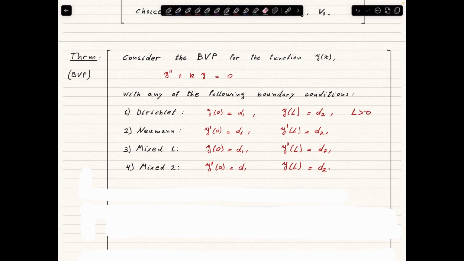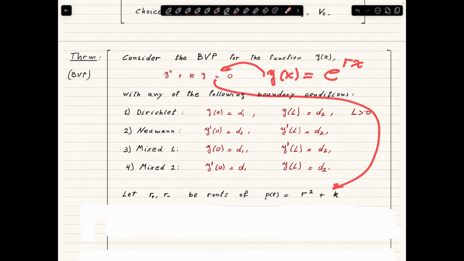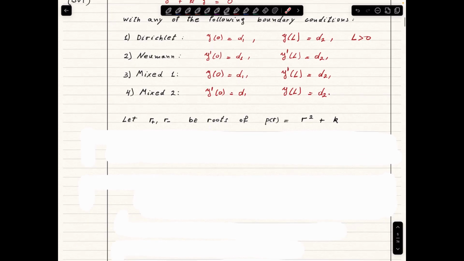Okay. Now, suppose that we called r plus and r minus the roots of the characteristic polynomial. Recall how we obtain this characteristic polynomial. We look for solutions of the form exponential rx. You put that into the equation and immediately you get this equation equals 0 for the roots. So let's suppose r plus and r minus are the solutions of this equation, the roots of the characteristic polynomial. Then actually we have two different cases.